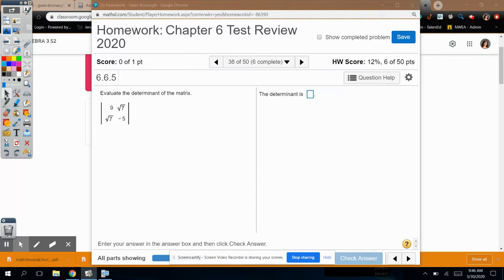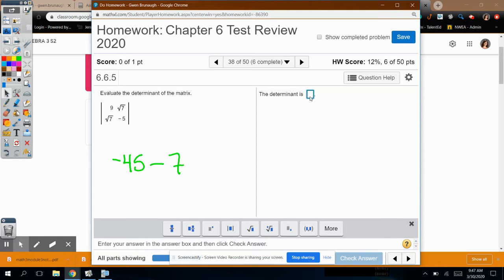Okay, this one here, AD would be -45 minus, what is the square root of 7 times the square root of 7? That's the square root of 49, which is 7. -45 minus 7 should be -52.